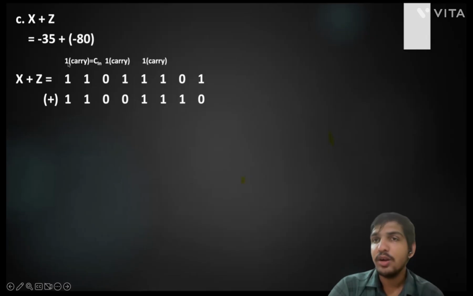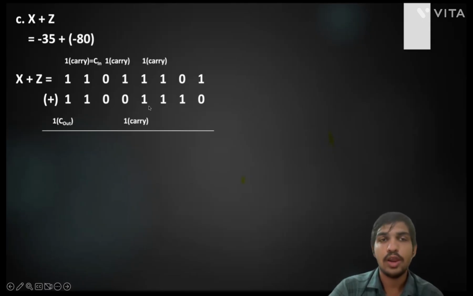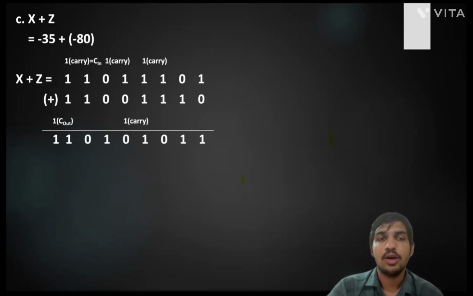So carry in is equal to 1. And again, 1 plus 1 plus 1 is 1, 1. So 1 remains in the MSB and carry out goes as 1. So carry in is equal to 1 and carry out is also equal to 1. So carry in is equal to carry out here. So we can say in this case, it does not lead to an overflow because carry in and carry out are equal.